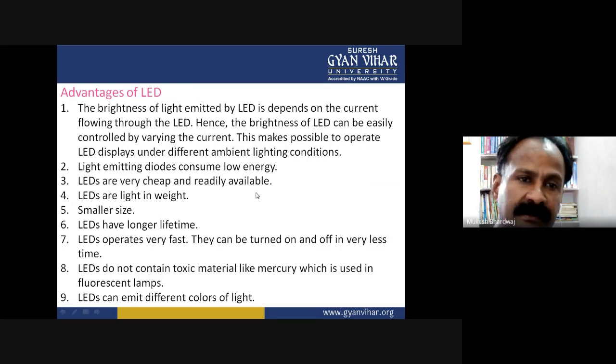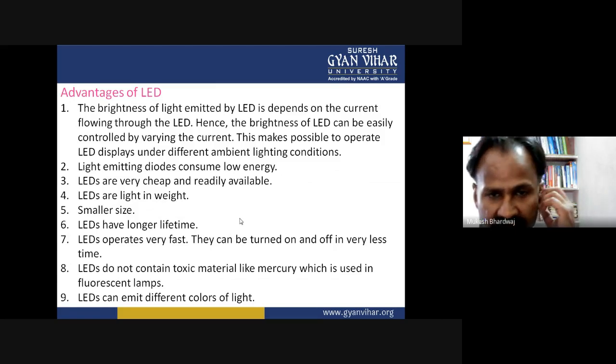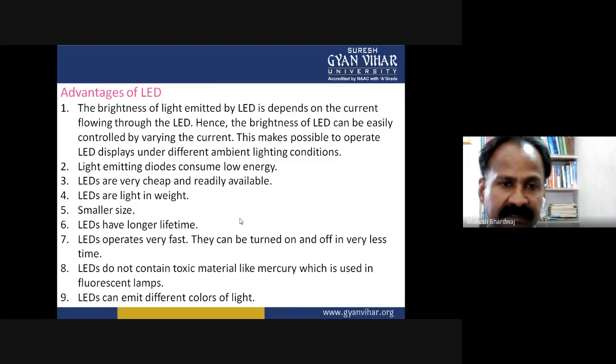Advantages of LED. The brightness of the light emitted by an LED depends on the current flowing through the LED. Hence, the brightness of an LED can be easily controlled by varying the current. This makes it possible to operate LED displays under different ambient lighting conditions. Light emitting diodes consume low energy. LEDs are very cheap and readily available. LEDs are light in weight and smaller in size. LEDs have a longer lifetime. LEDs operate very fast.